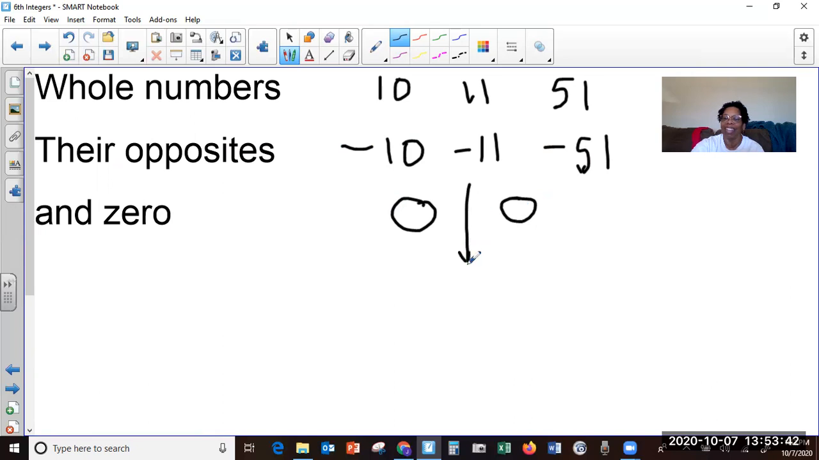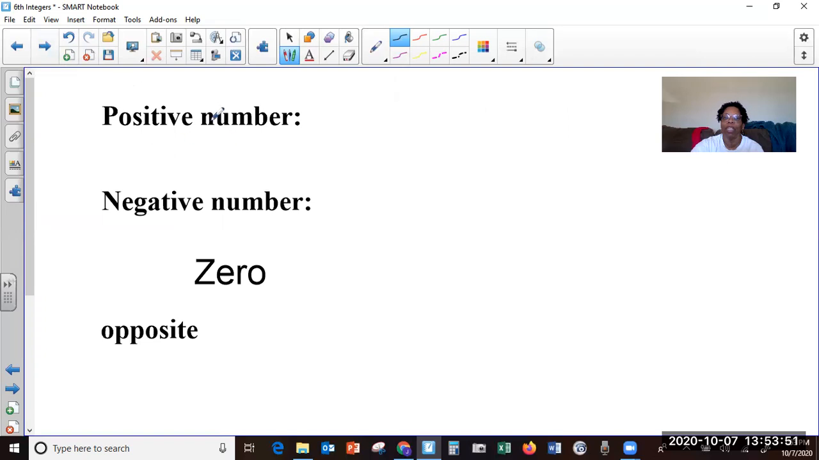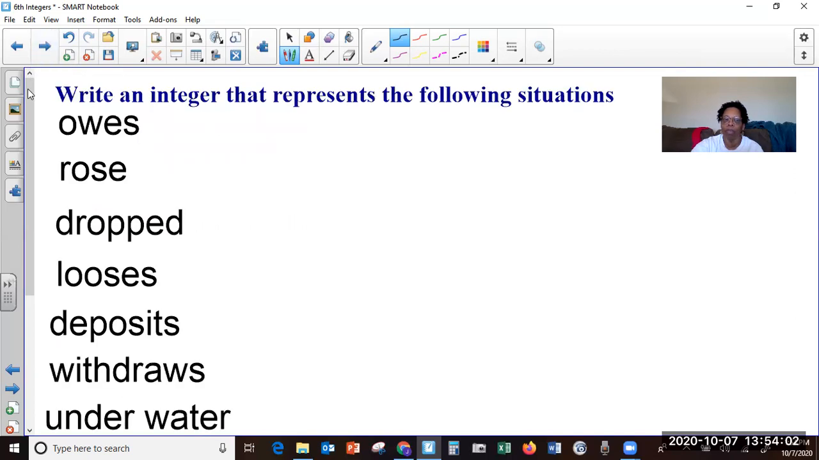Hey, that looks like a person. All right. So integers are whole numbers and their opposites and 0. Positive numbers, negative numbers, 0, and don't forget the word opposite. That's what integers are. So let's do some practice on integers. Sometimes we'll see these words. How do we write an integer that represents the following situation?